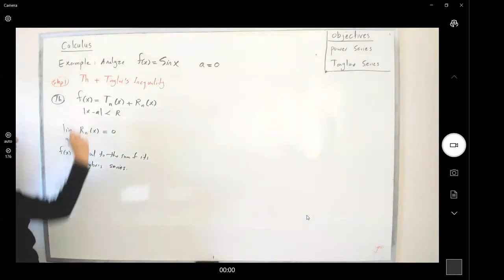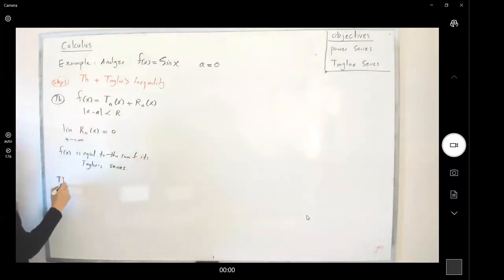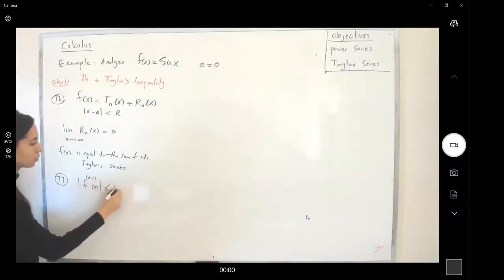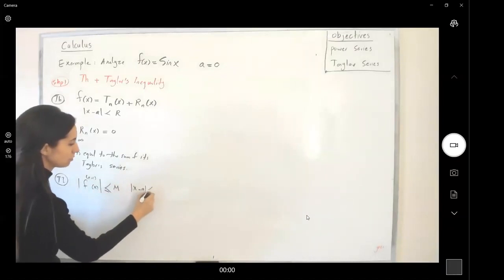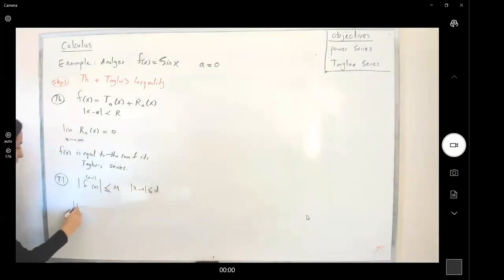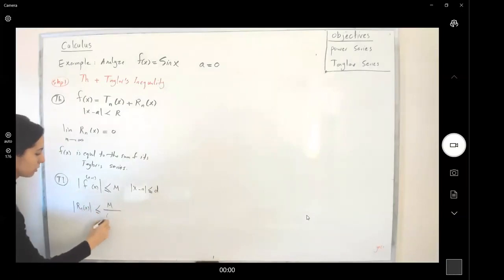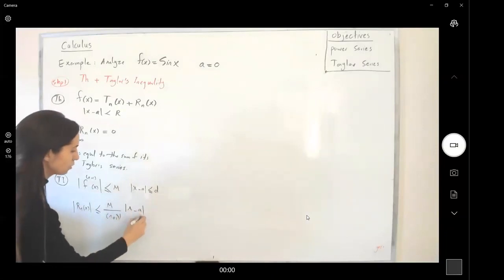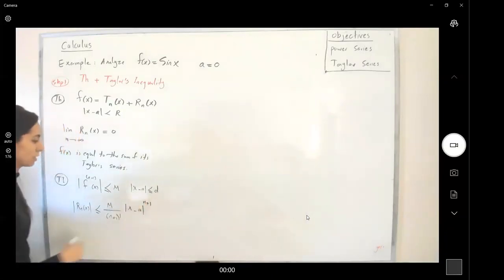Okay, to prove the theorem, we use Taylor's inequality. Taylor's inequality says that if the n plus 1 derivative of the function is less than or equal to M, where M is a positive number, then for sure you can say that the absolute value of the remainder is less than or equal to M divided by n plus 1 factorial times the absolute value of x minus a to the power n plus 1. Okay, here we go.